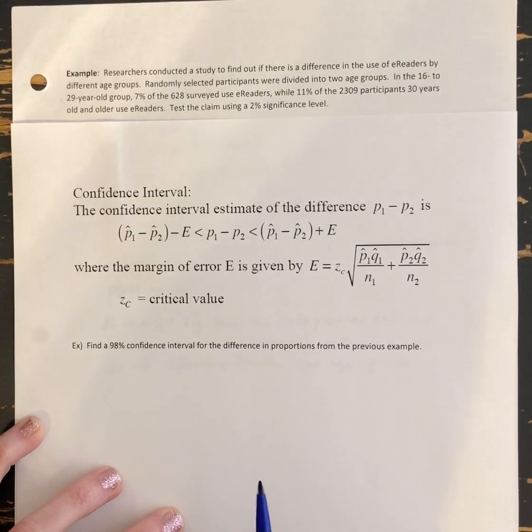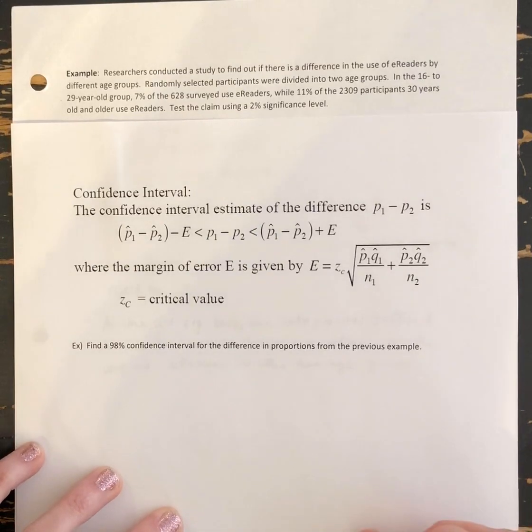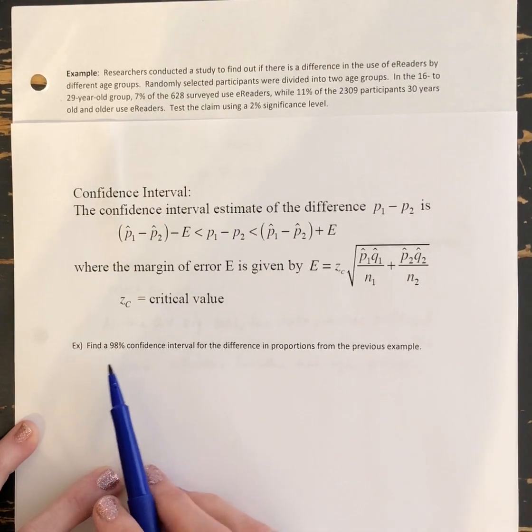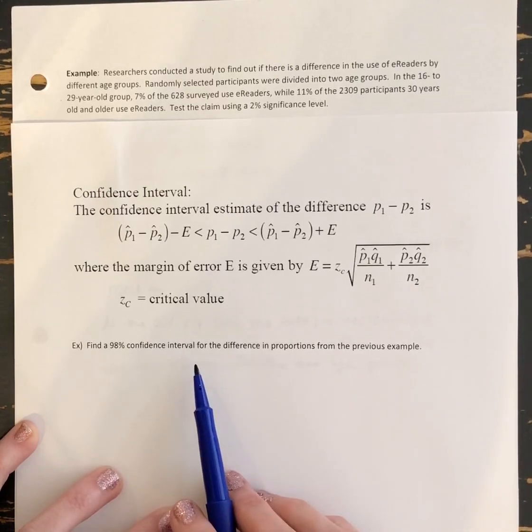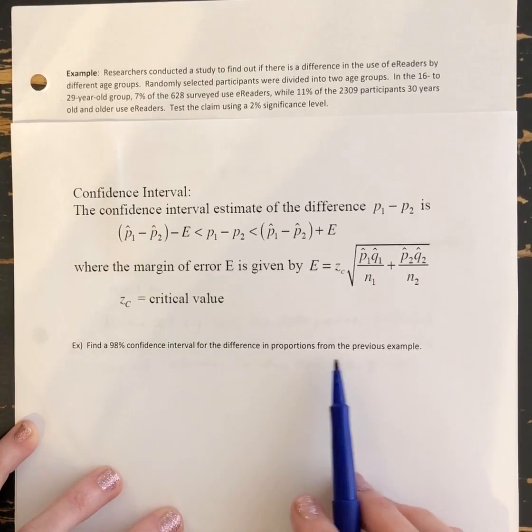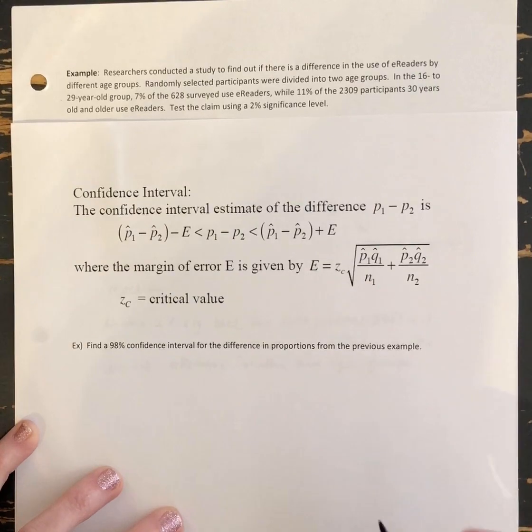I will go ahead and use that, but then I also am going to show you using the calculator, and as long as you can use it, the calculator will be okay. Okay, that's my main focus. So we're asked here to find a 98% confidence interval for the difference in proportions from the previous example.